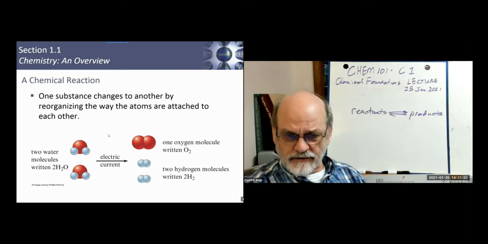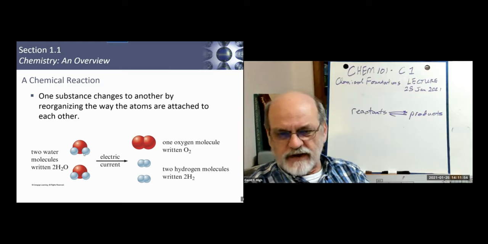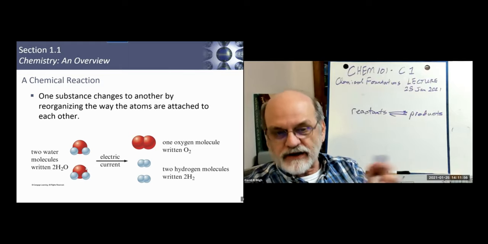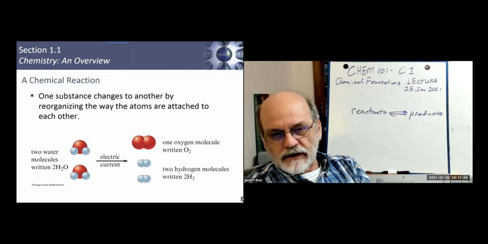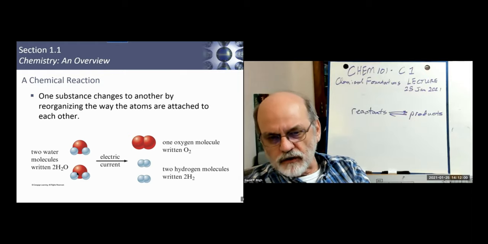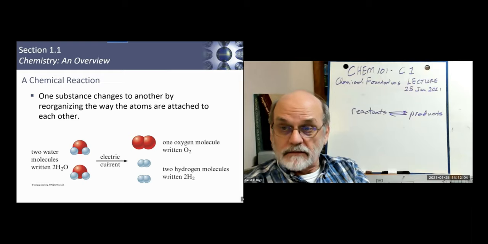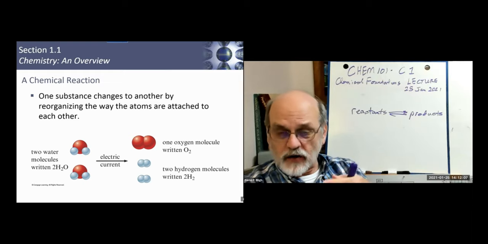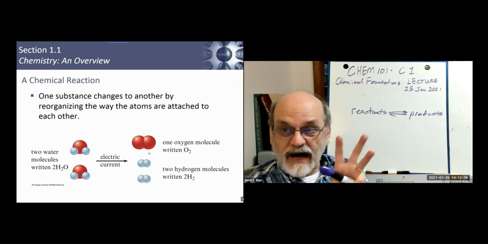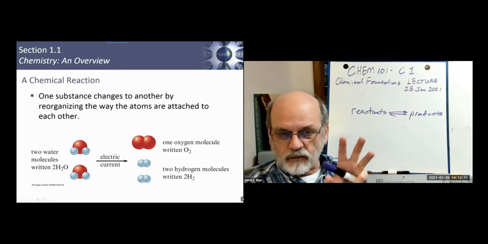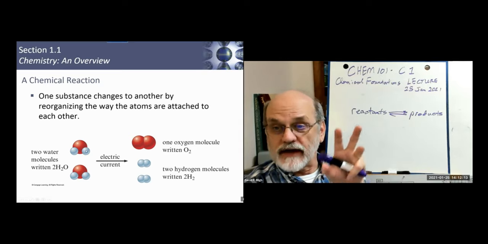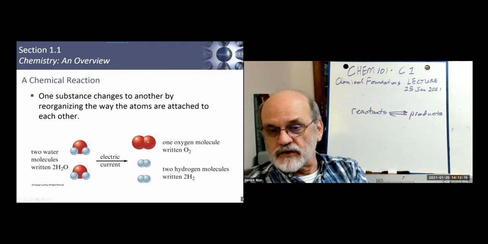In the case of this example, which we've expanded to include pictures too, you have two water molecules. And if you put electric current through them, a direct current, you can break the bonds of these hydrogen oxygens, and they reform into oxygen molecules and hydrogen molecules.